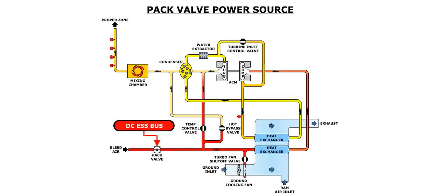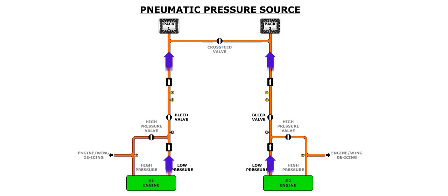Both pack valves require DC power from the DC essential bus in order to work. In the absence of electrical power, the pack valve will automatically close. In addition, the pack valve requires pneumatic air pressure in order to open. In the absence of air pressure, the pack valve will also close automatically.